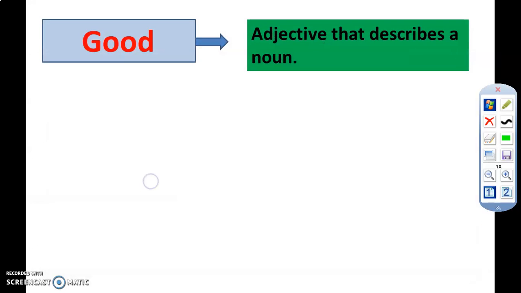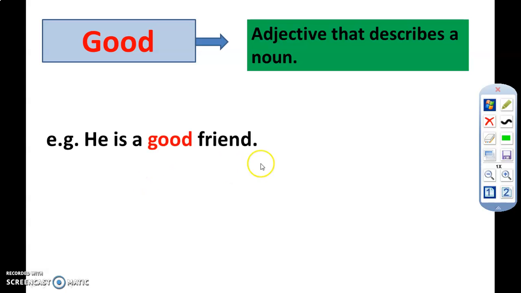More explanation. Good is an adjective that describes a noun. When I say an adjective describes a noun, it means it gives me information about a noun. Let's see some examples. For example, he is a good friend. So here we have the word friend.